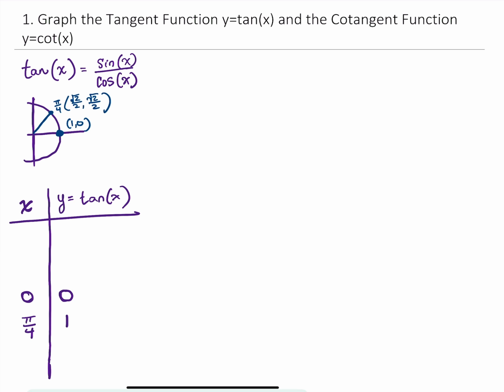How about up here at pi over 2? This would be the point 0, comma 1. So the sine is 1, the cosine is 0, so we would divide by 0. That tells us at pi over 2, the tangent will be undefined. So that means we should expect to see a vertical asymptote there.